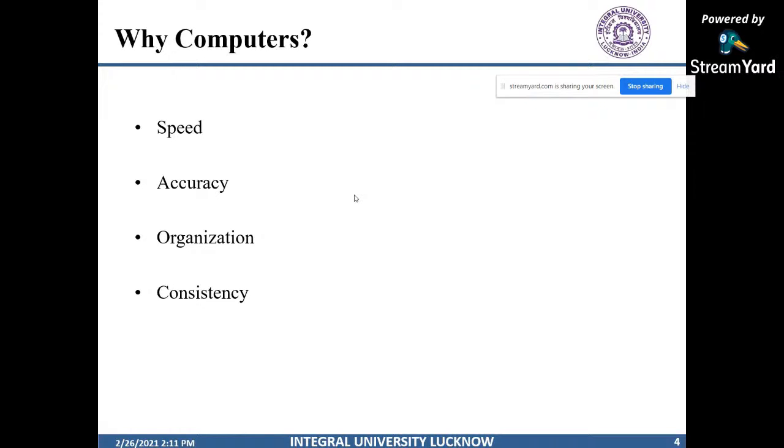These characteristics make it extremely important in scientific research, because when we are doing research we need high processing, and for that speed is very important. We need accurate results, so accuracy is important. We need to manage and organize our information, so organization is important. And we need consistency when we are working with computers and doing some work, so consistency is important. All these characteristics are very important when we are doing scientific research.